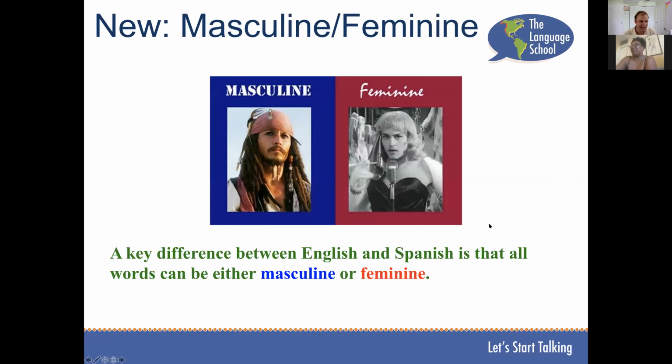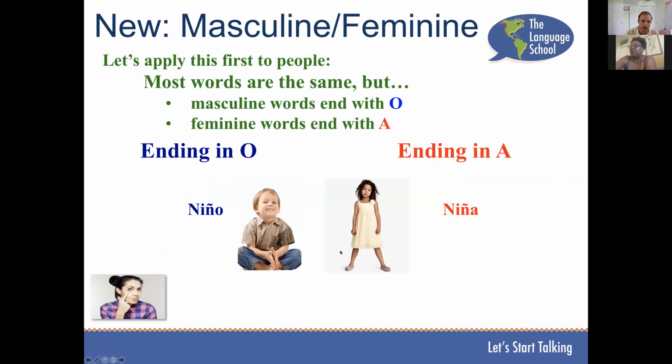Muy bien. All right, so now let's talk about masculine, feminine. Just to start off, we'll talk about people, right? Because all people, everybody's either a man or a woman, right? Yeah.